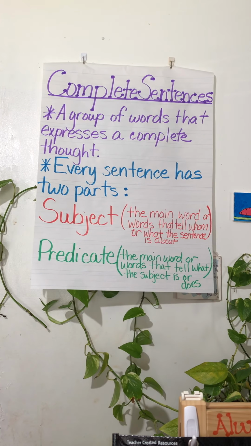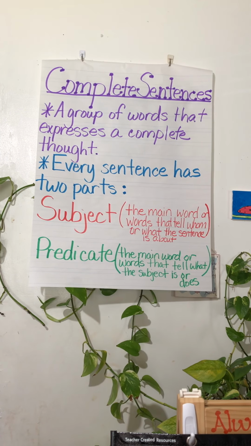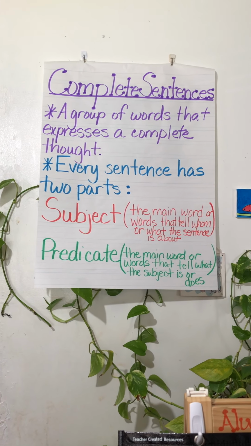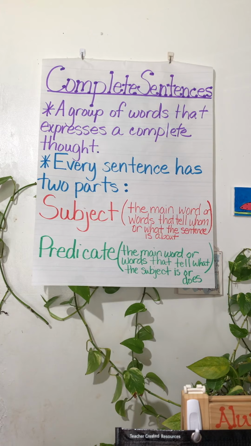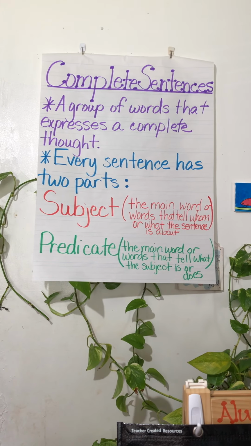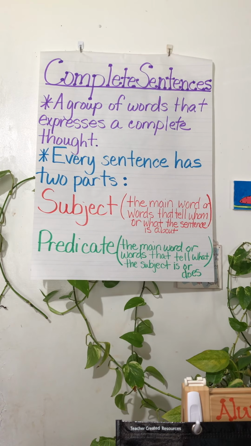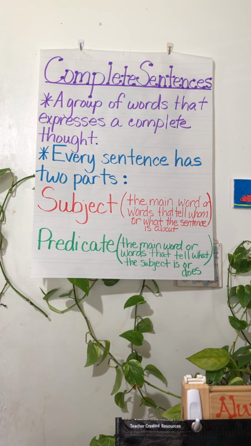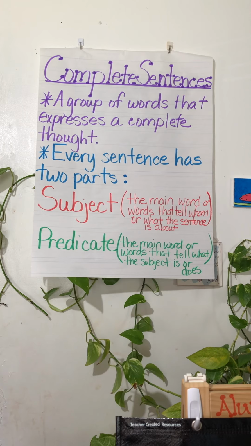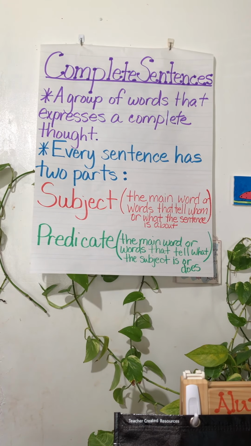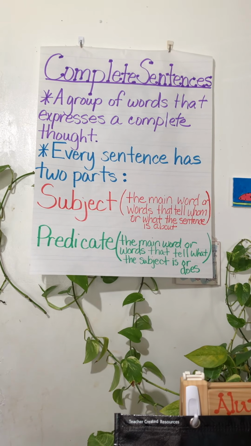So this week we're going to be focusing in on complete sentences and understanding what a complete sentence and a thought is. A group of words that expresses a complete thought by itself. Every sentence has two parts: a subject, the main word or words that tell whom or what the sentence is about, and then also a predicate, the main word or words that tell what the subject just is or does.